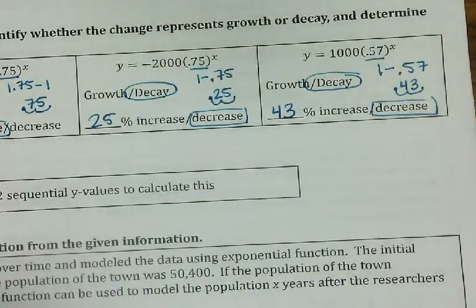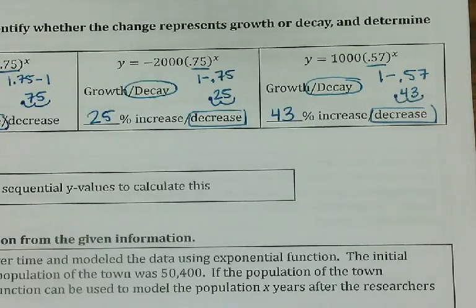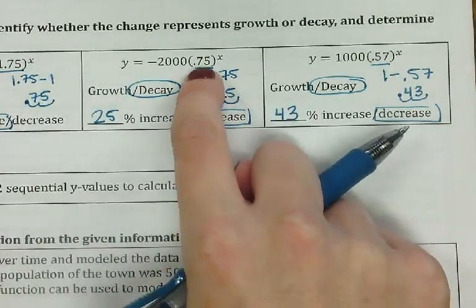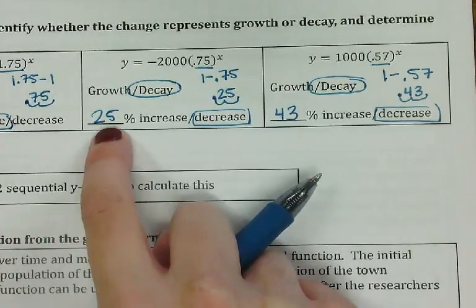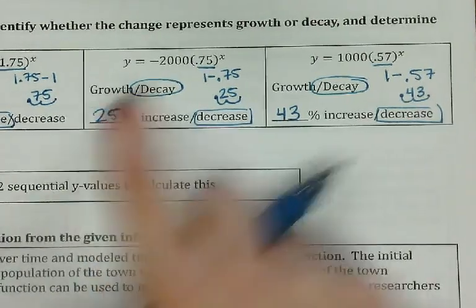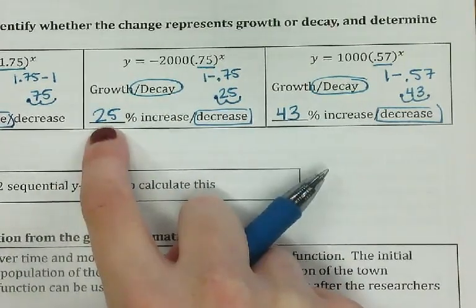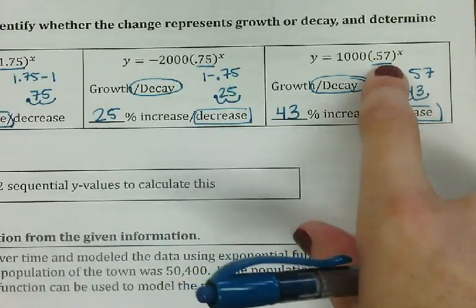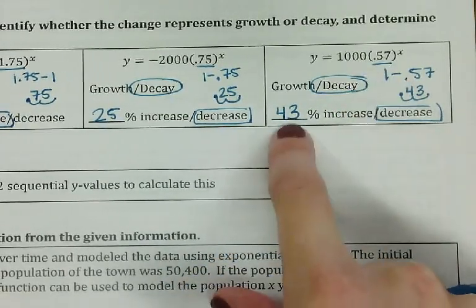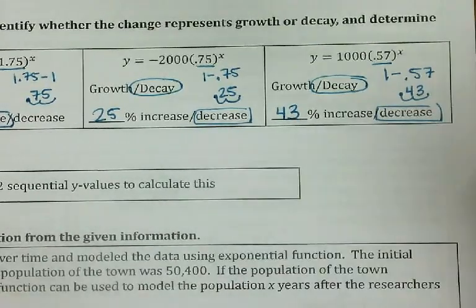So this is going to be really important because, guys, sometimes you're going to be asked for the decay factor, and sometimes you're going to be asked for the percentage, the rate of decrease. The decay factor is 0.75, but the rate that it decreased at was 25%. The decay factor is 0.57, but the rate that it decreased at was 43%. Does that make sense?